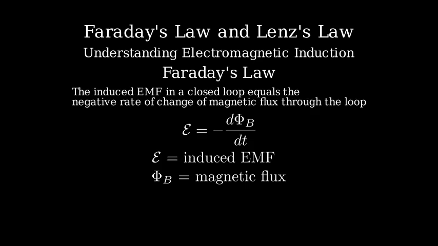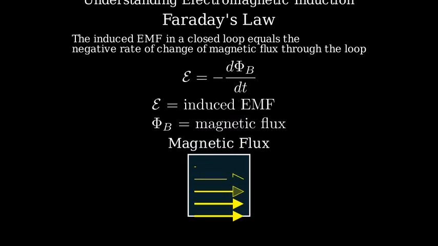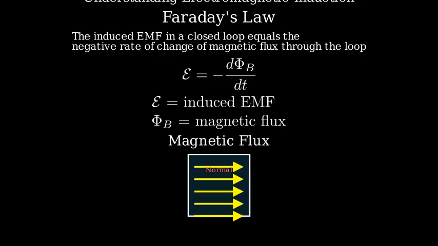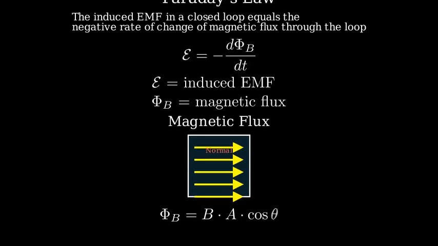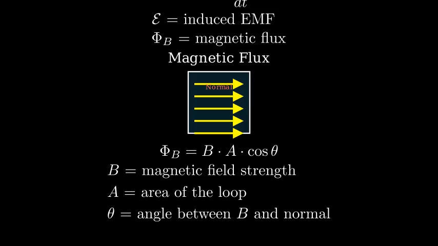Before we proceed, let's understand what magnetic flux means. Magnetic flux is a measure of the amount of magnetic field passing through a given area. It's defined as phi b equals b times a times cosine theta, where b is the magnetic field strength, a is the area of the loop, and theta is the angle between the magnetic field and the normal to the area.